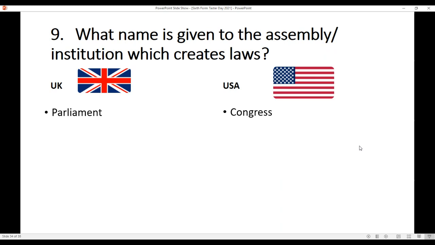There we have it. How do you get on with that? Very good. Okay, question 10. How are members of the law-creating assembly chosen?